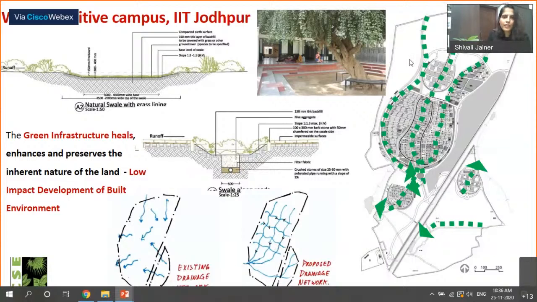Apart from that, they are also reusing the wastewater, and this is the model project which they are doing with Center for Science and Environment, and that is also part of this campus. So in this campus, they have tried to make an entire water-sensitive campus.